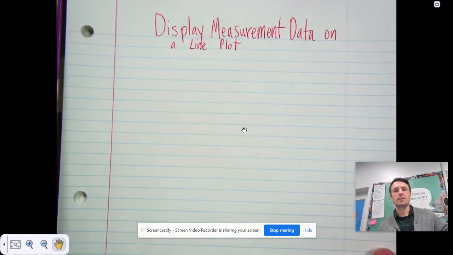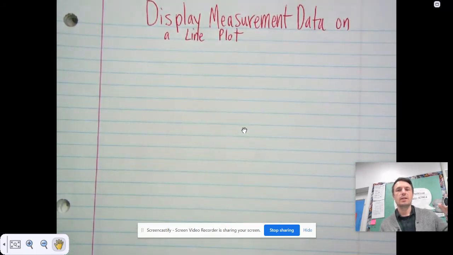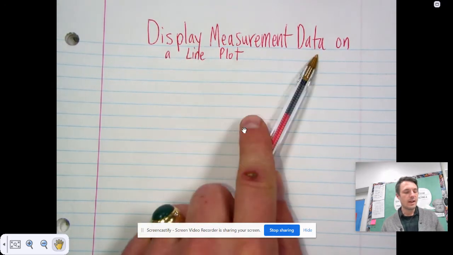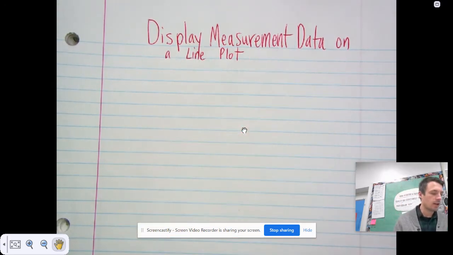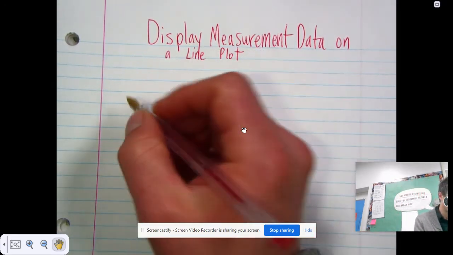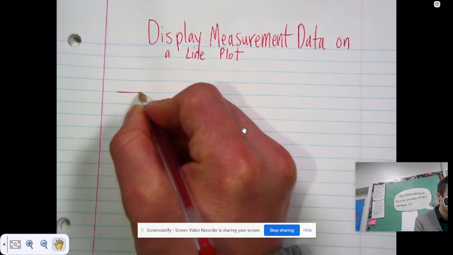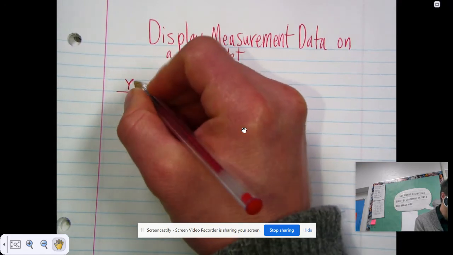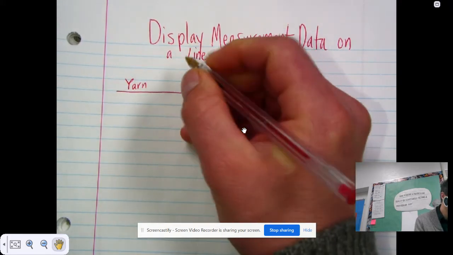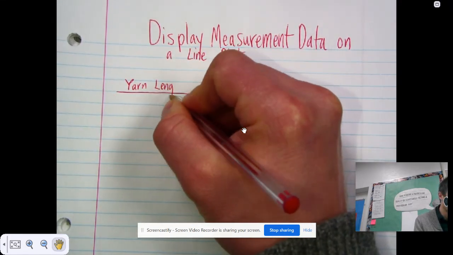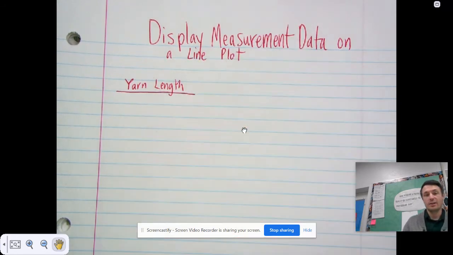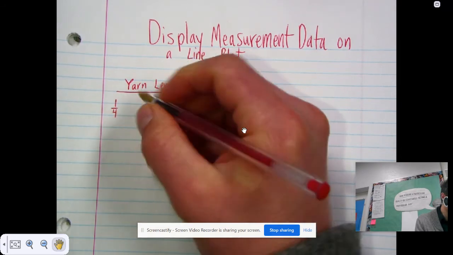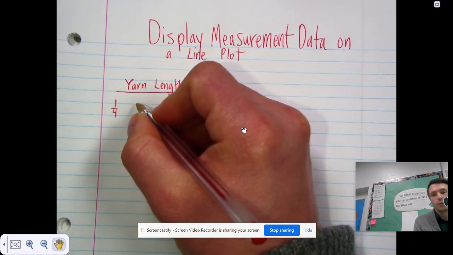So basically, data is collected information. We are displaying that data on what's called a line plot. And it's pretty simple, actually. It looks like this. First of all, let's say we have a bunch of disorganized information, like a bunch of pieces of yarn, and all of those pieces of yarn are of various lengths. So we have one piece of yarn that's 1/4 of a foot long.